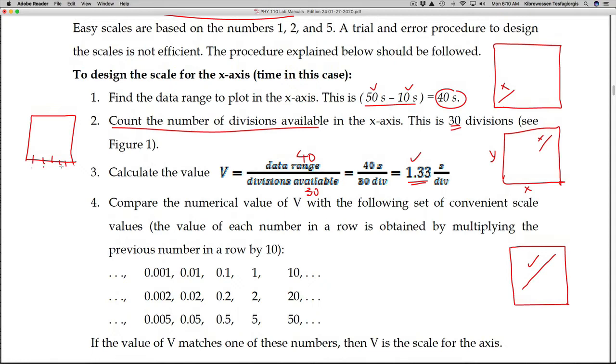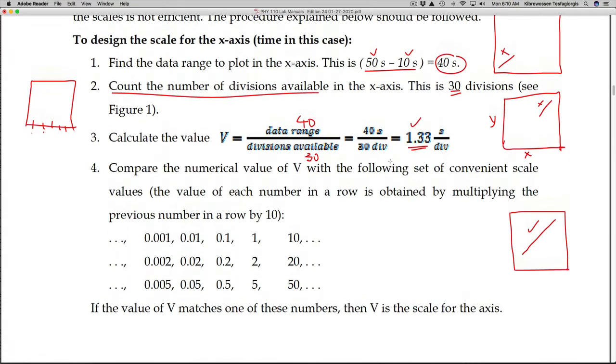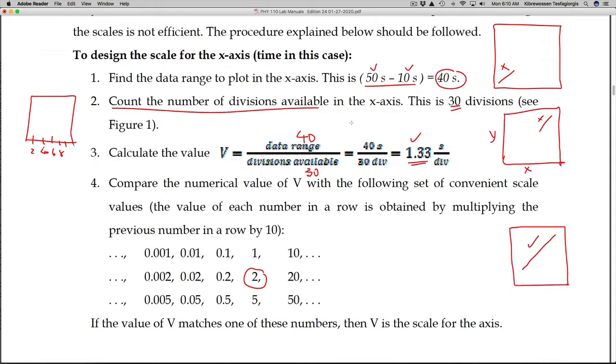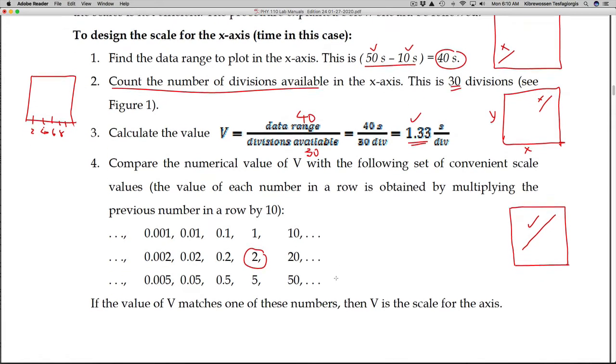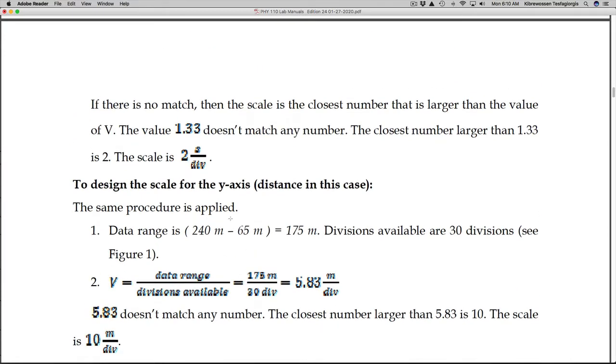To avoid that, you need to pick a proper value, something larger than 1.33. Here are a few examples. In our particular case, something that is more than 1.33 is a 2. A 2 is a very nice division for our x scale, and it's easy to remember. The first one is 2, the second one is 4, the third one is 6, the fourth one is 8, 10, and so on and so forth until you reach your maximum range, which is 50.